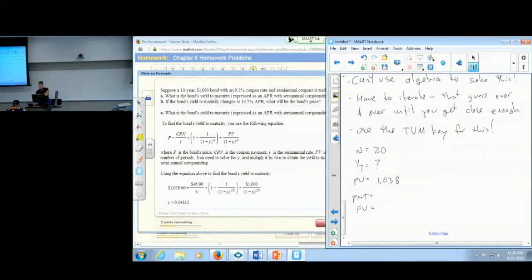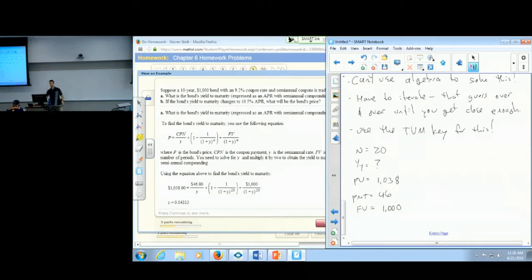Okay, what about our payment? 46. And future value? 1,046. Is it 46 plus 1,000? Yeah, so this is the quirky part. We're going to plug in 1,000. All right, and this is a quirk of how your calculator works.